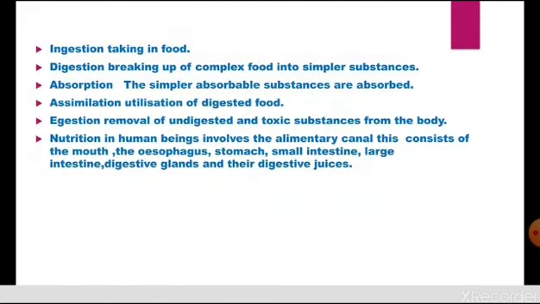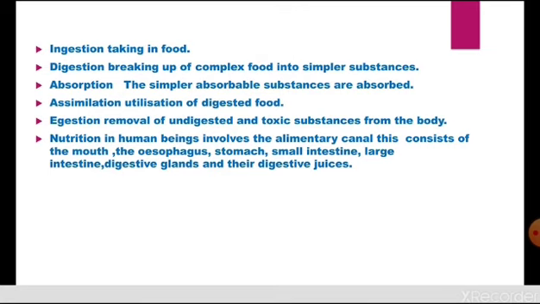Ingestion means taking in food. Digestion implies breaking up of complex food into simpler substances. Absorption means simpler absorbable substances are absorbed. Assimilation is the complete utilization of digested food. Egestion means removal of undigested and toxic substances from the body.